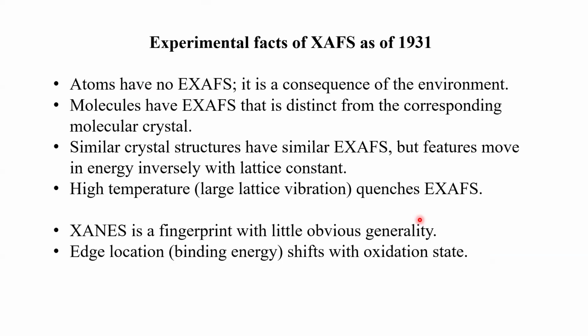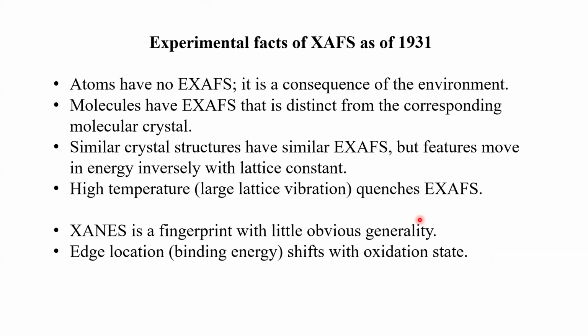So as of 1931, there was a set of experimental facts. Atoms have no extended XAFS. It's a consequence of the environment. Molecules have XAFS that's distinct from the molecular crystal. Similar crystal structures have similar XAFS, but the features move in energy inversely with lattice constant. So the smaller the lattice constant, the wider the features become. And high temperature quenches the oscillations. As far as the near edge structure, they saw that every crystal structure had a different near edge structure with no particular commonality at the time that they could interpret. And it was known that the binding energy shifted with oxidation state usually. Okay, well, that's a lot of facts.